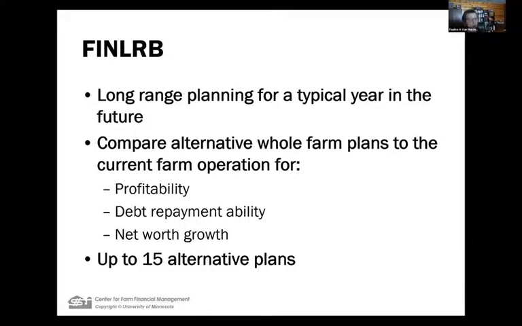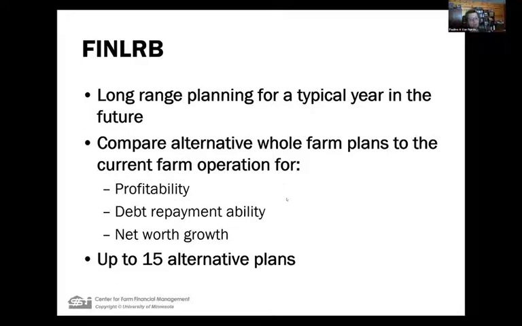FinLurb, I'll offer first. And that is a long-range plan where we're looking at a typical year or an average year into the future. So it's not as detailed as to exactly what am I producing in this coming year, but in general, what do I plan to produce? So it can help determine what is the right mix for my farm. Perhaps it's, should I invest in this land purchase or additional acres to rent, or should I add a livestock enterprise or a crop enterprise to my farm? So it's looking at that bigger picture in general.